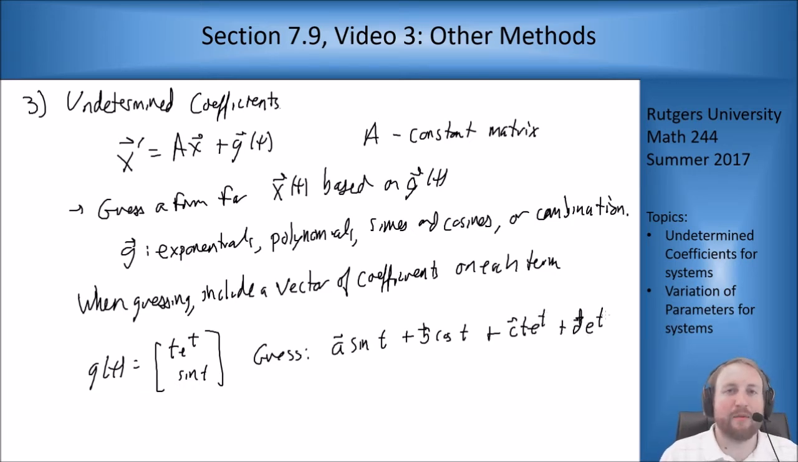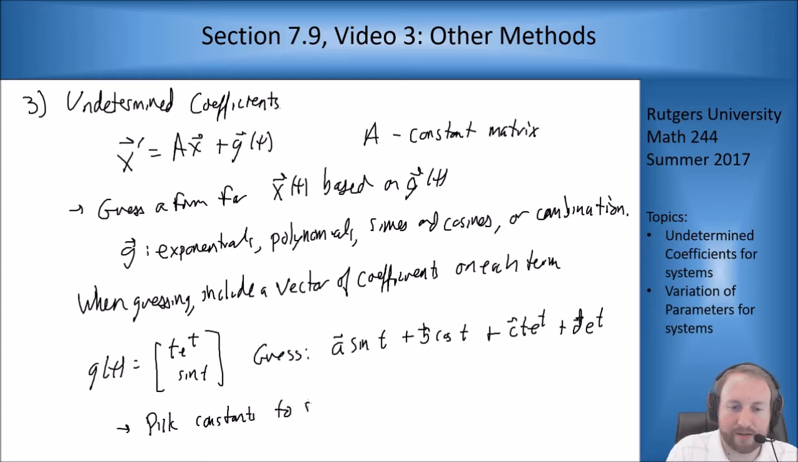This will get really complicated really fast, but the idea is the same. You're going to guess those, throw it into your equation, do all the multiplication and derivatives out, and then see what you need to pick for all of your constants to make you satisfy the equation. Pick constants to satisfy the equation.